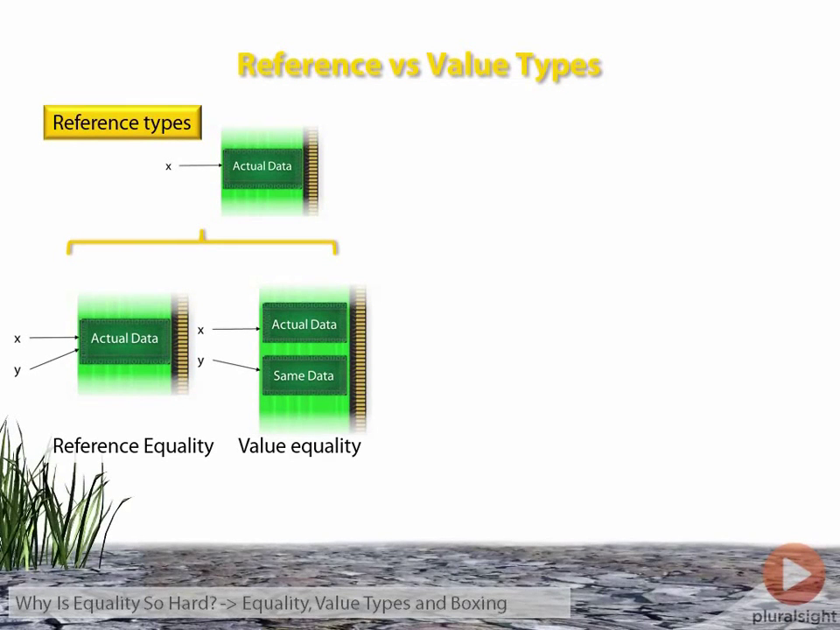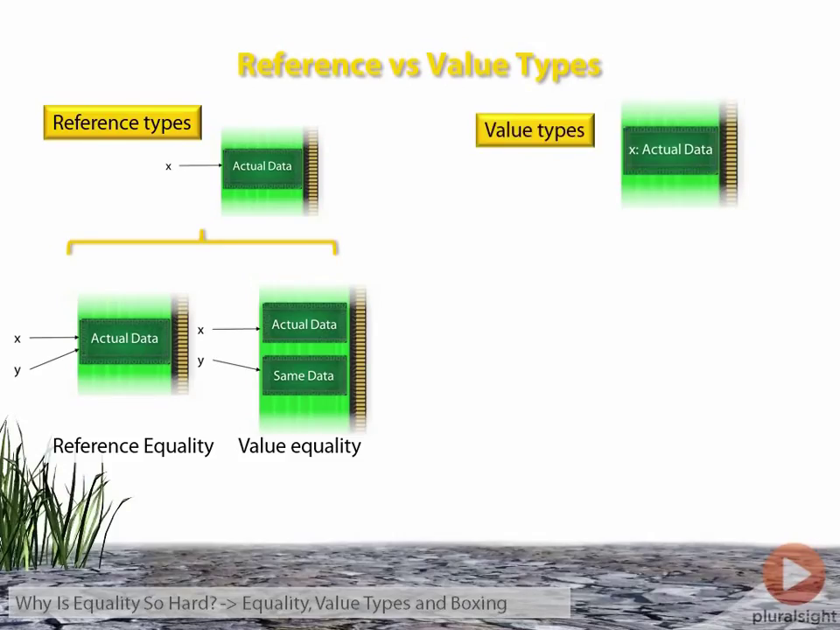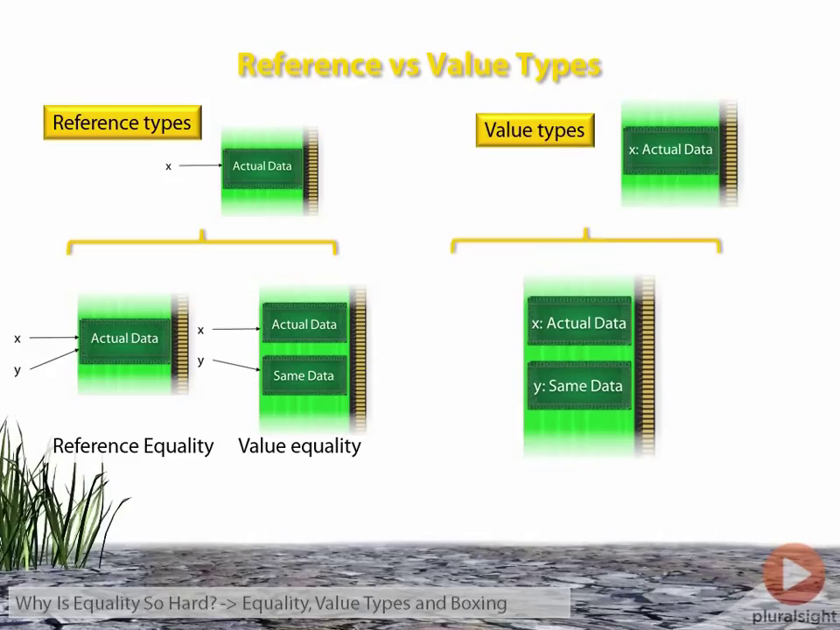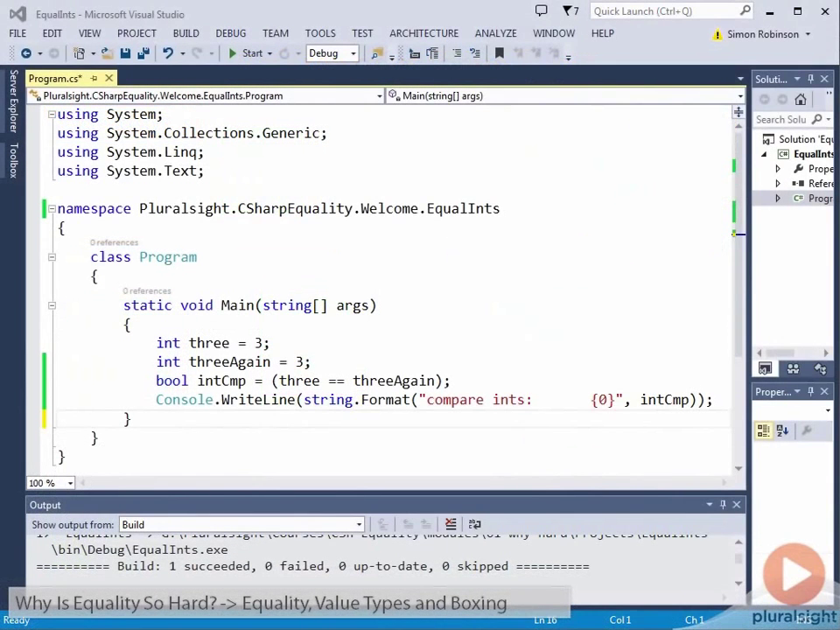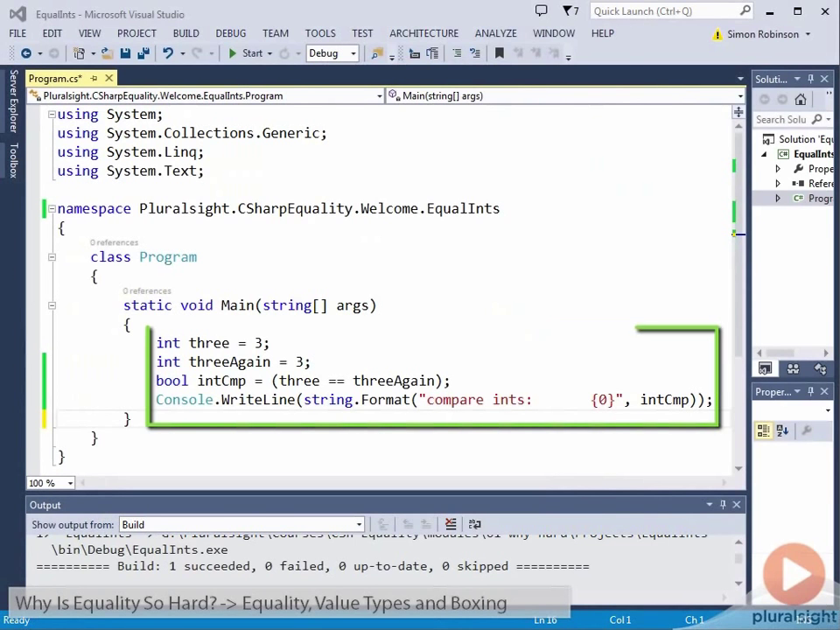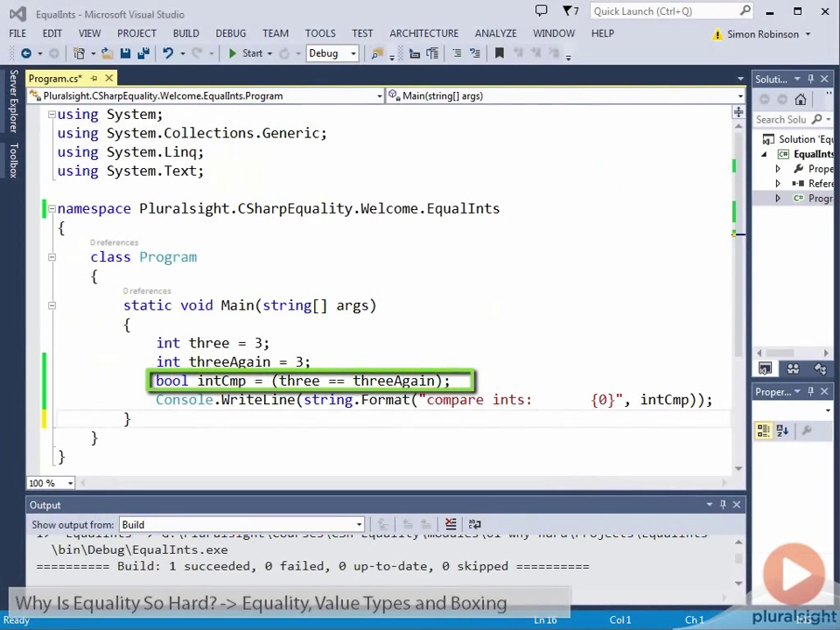This reference value issue only exists for reference types, by the way. For unboxed value types, such as int or float or System.Drawing.Point, the variable directly contains the value. There are no references, which means that equality can only mean comparing values. So this code which compares two integers will evaluate that they are equal because the equality operator is comparing the value stored in variable 3 with the value stored in the variable 3 again.